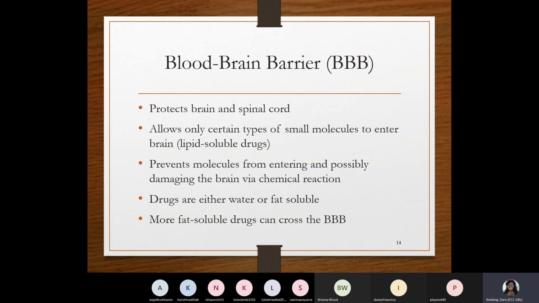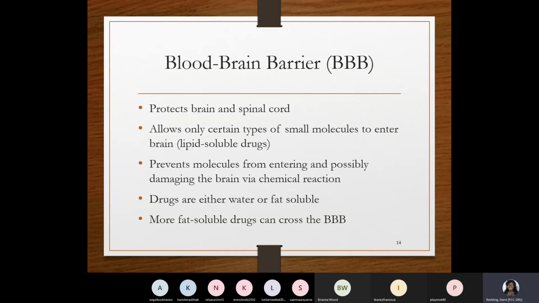So now that we talked about the brain and its structure, we are next going to learn about the blood-brain barrier, which is abbreviated as BBB. Now, the blood-brain barrier works by protecting the brain and the spinal cord. It also allows only certain types of small molecules to enter the brain. Some examples of that would be like lipid-soluble drugs. Now, the blood-brain barrier works by preventing molecules from entering and possibly damaging the brain via a chemical reaction.